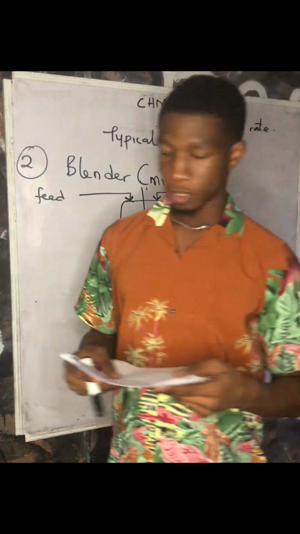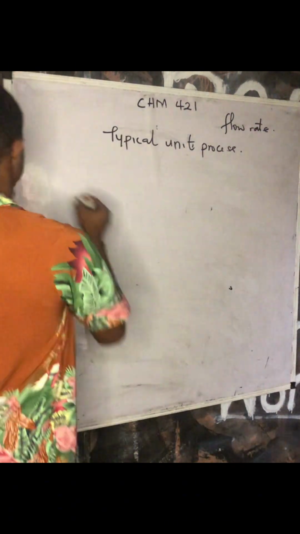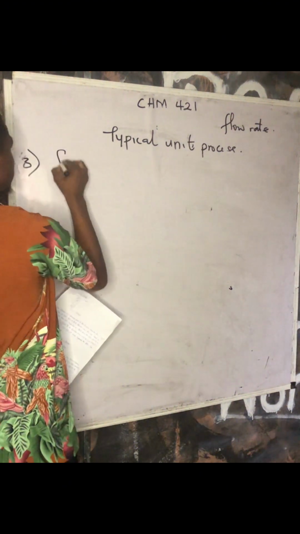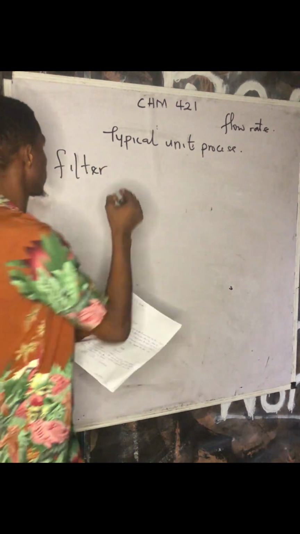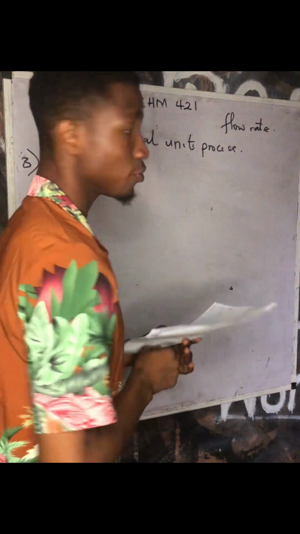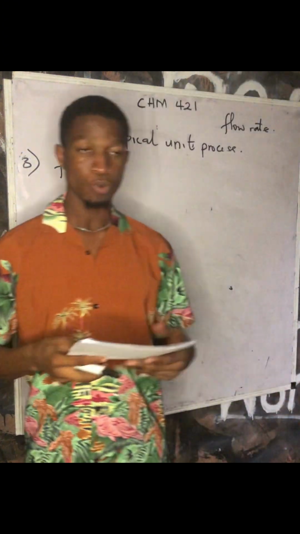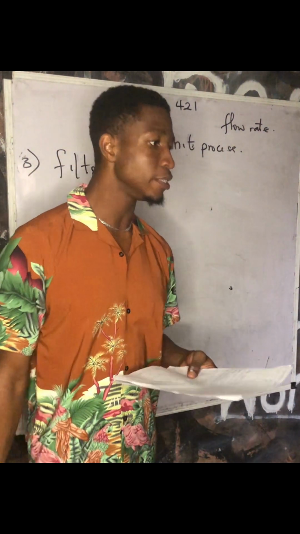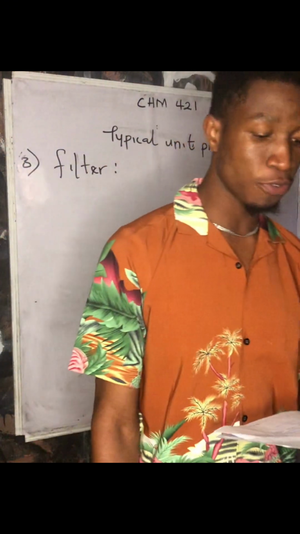Okay, let's look at the next one, which is number 3, a filter. What do we use a filter for? We use it to remove impurities. Filtration is a technique used to remove impurities from a liquid or to isolate a solid from a feed.